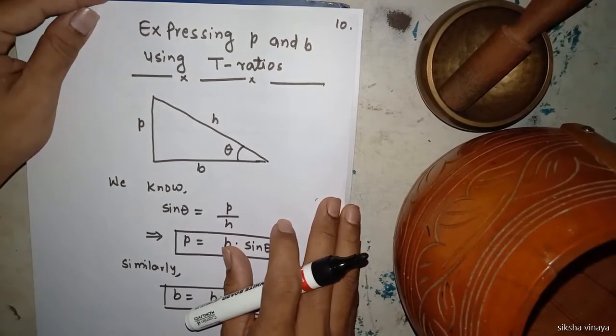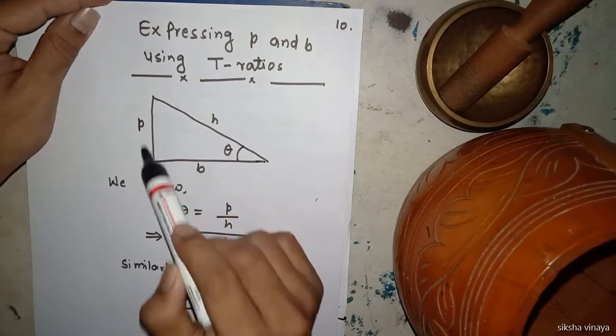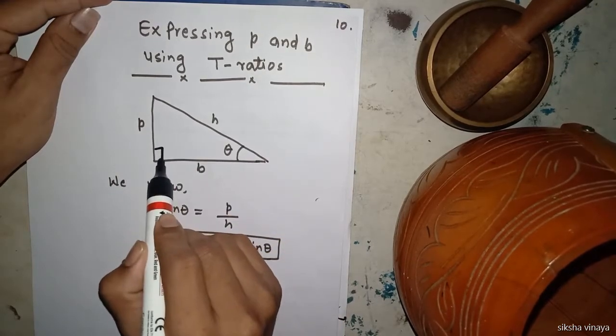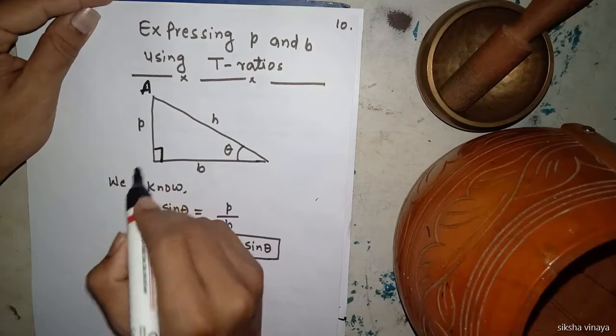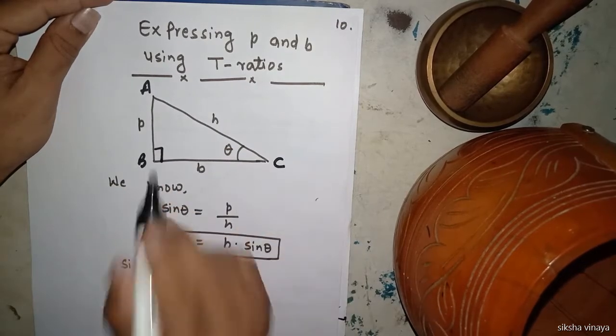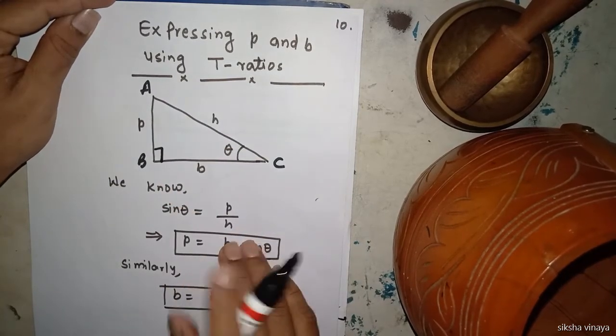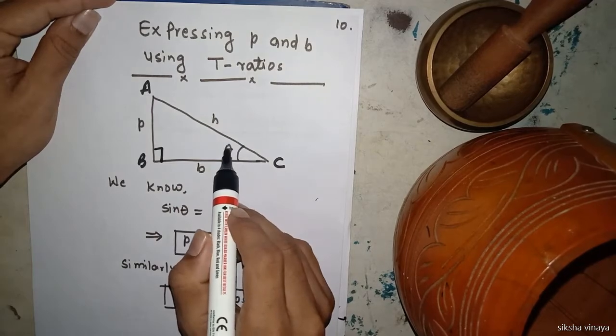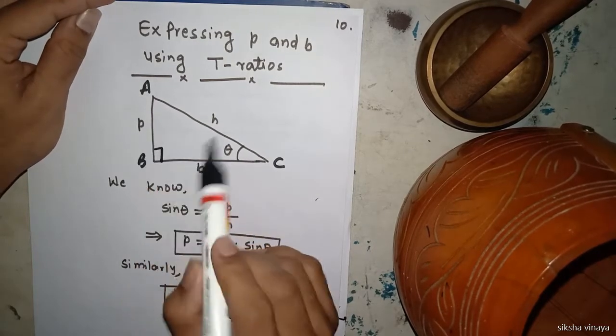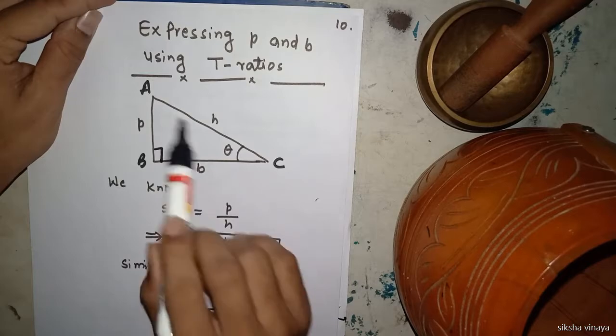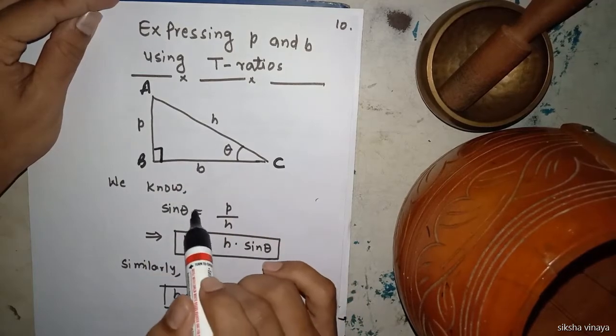So here, this is a right angle triangle ABC, right angle at B, and for theta of consideration, AB is perpendicular and BC is base and AC is H. Have you got my point?